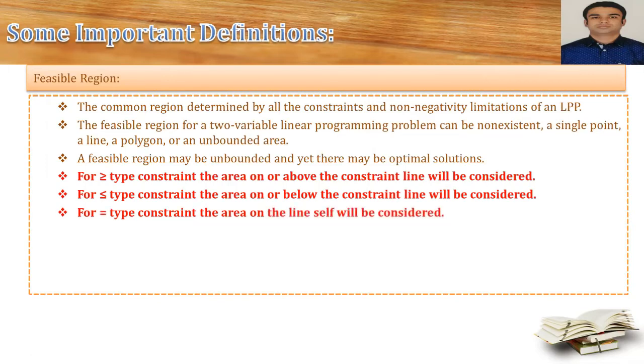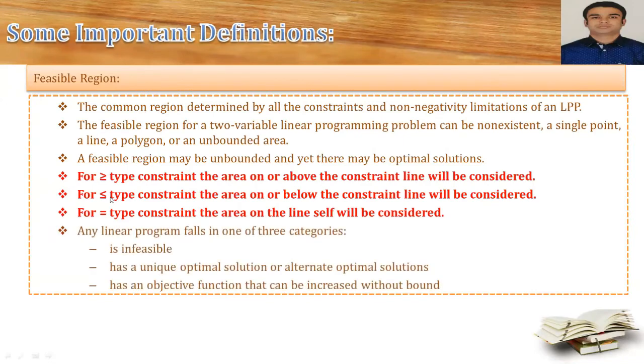And for equal to type, the constraint area on the line itself will be considered. These three are the important points for determining the feasible area. These three points are very important. After this, we discuss all the solution types.